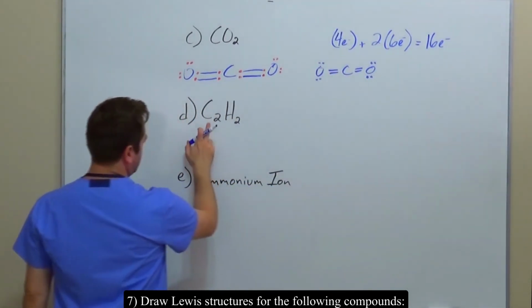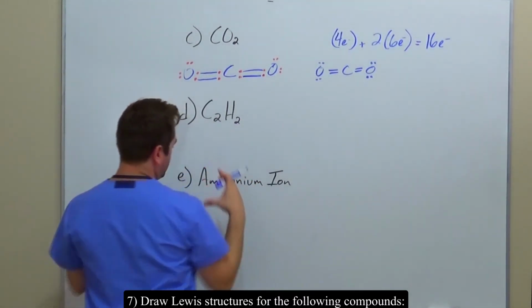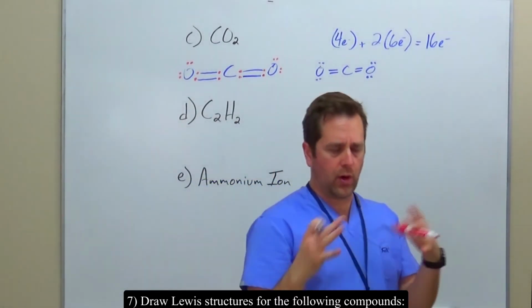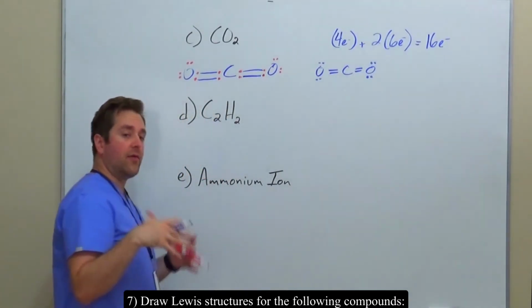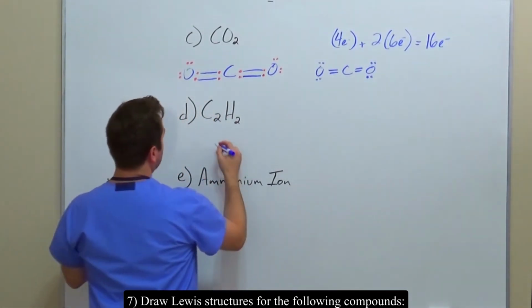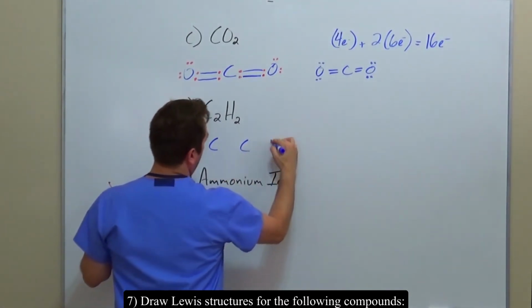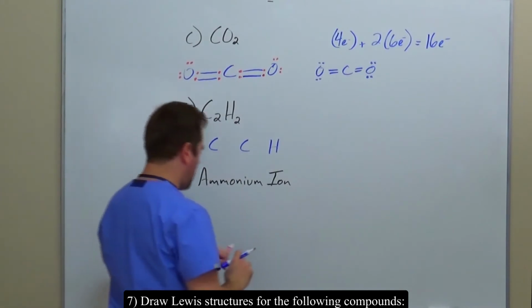All right, now what about the C2H2? This is acetylene. And we have 2 carbons. Remember, each carbon generally wants to create or have 4 bonds, and each hydrogen wants to have 1 bond. So I'm going to set it up like this. I'm going to have a carbon bonded to the other carbon, bonded to hydrogens on each side of the compound.